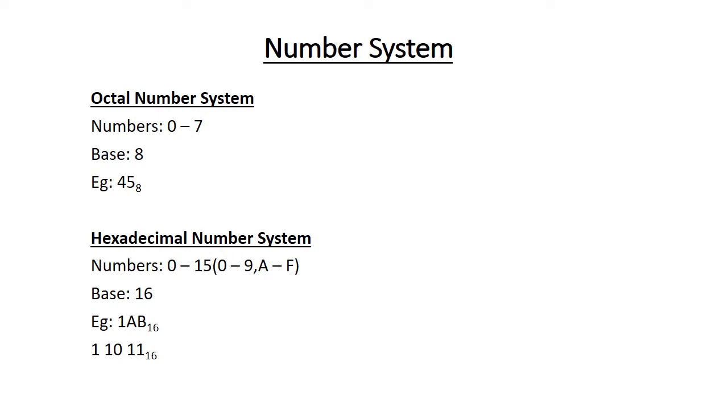Hexadecimal number system: numbers 0 to 15. That means 0 to 9 and A to F. A to F in the sense 10 can be written as capital A, and 11 can be B. Like that, 15 can be written as F. Base is 16, total 16 numbers are there. An example is given there, 1AB to the base 16. So 1AB means 1, 10, 11 to the base 16 actually.